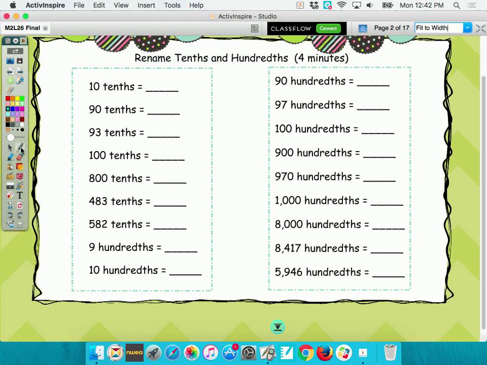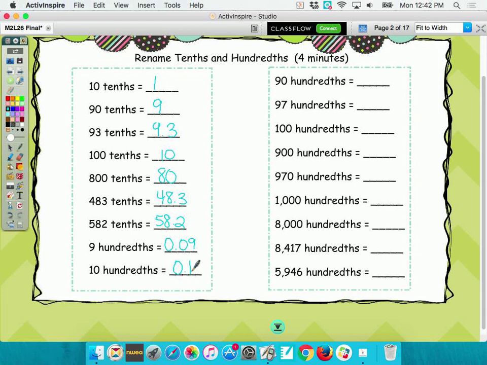Girls, you tell me what to write. 1.9. Wait! 9.2. 10 tenths is what? 0.9. 1.9. 80, 40. Wait, I can't write that fast. Okay. 58.2, 0.09, 0.1. Okay. Thomas?